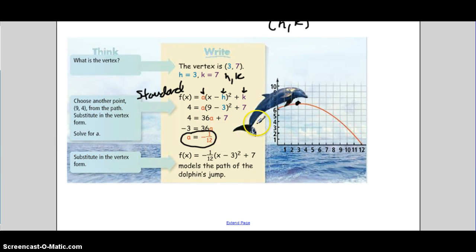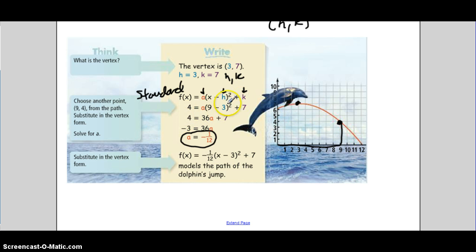Again, all we needed to find out was the vertex. Plug that in, and then plug in 9 and 4. You're asking yourself, where'd you get 9 and 4? Well, if you go down the path here, you go over to 9 and then 4, you can see that was another coordinate on the graph.